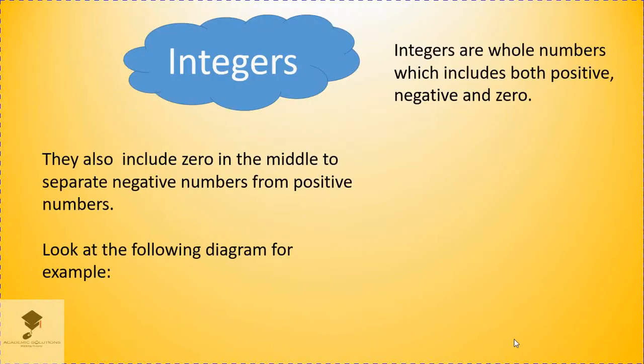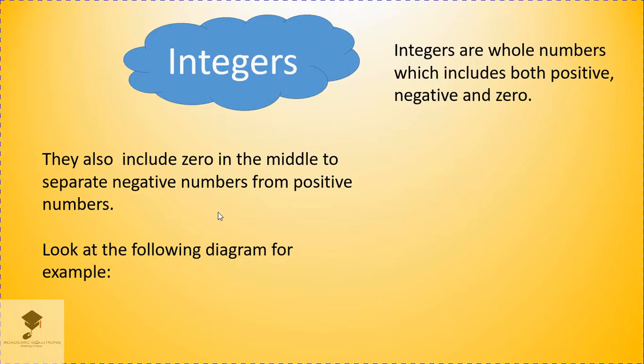So today's topic will be on integers. And the first thing we're going to answer is what integers are. Integers are whole numbers, which includes both positive, negative, and also zero. Those numbers include zero in the middle so that the zero can separate negative numbers from positive numbers.